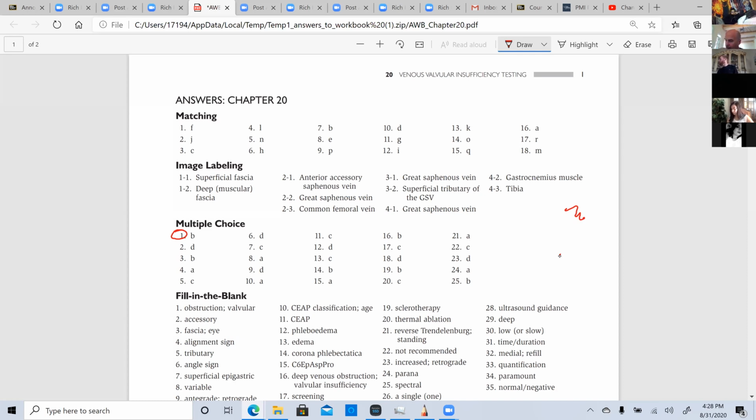Number 20, what is the main purpose of venous photoplethysmography of the lower limb? Screening. It's not going to give you any kind of details. You're not going to know what exactly is going on. You just know something's going on. And that's reflux.